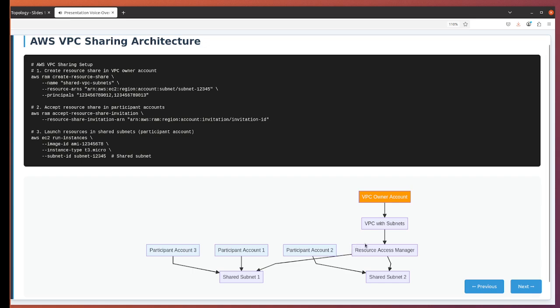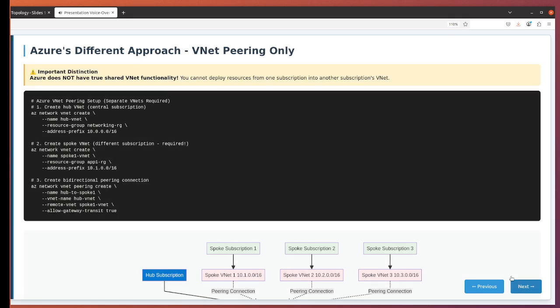That's a key distinction. What's brilliant is that participants can launch resources in shared subnets, but they cannot modify the networking infrastructure. Security groups and NACLs are managed centrally. I have used this extensively in organizations where the networking team maintains the VPC infrastructure while application teams get the subnets they need.